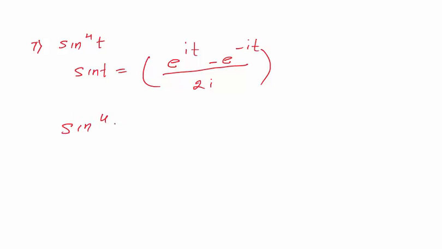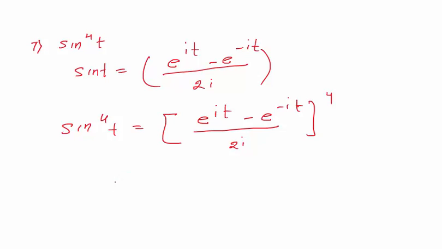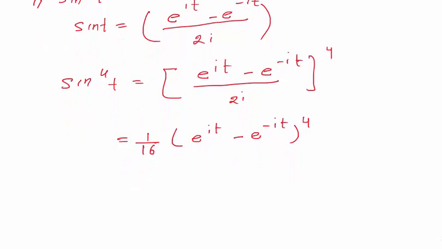So sine power 4t is equal to e power it minus e power minus it divided by 2i, whole power 4. I will take this denominator term out. So 2 power 4 is 16 and i power 4 is 1. So this is e power it minus e power minus it, the whole raised to 4. Here we will apply the binomial expansion.